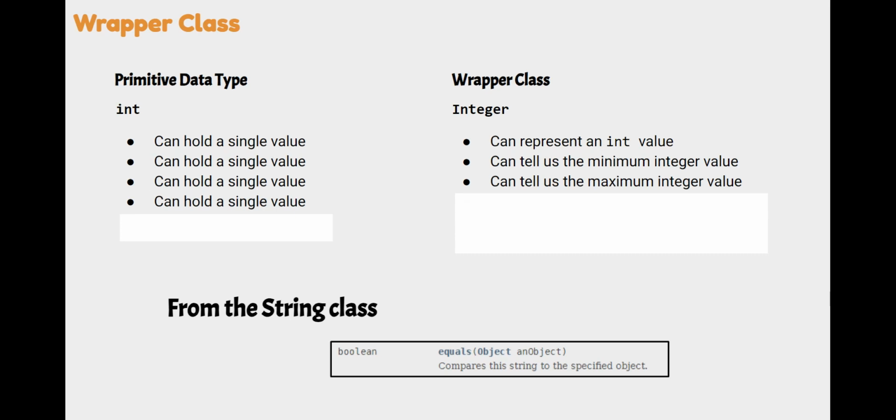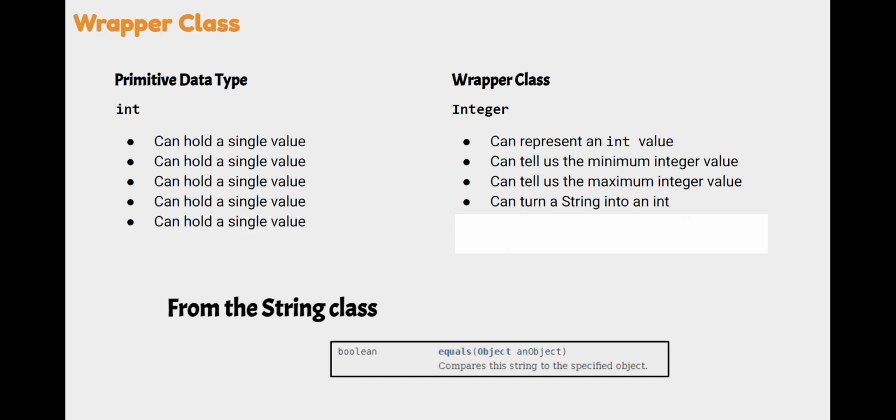The wrapper class Integer can turn a string into an int. So if we have 32 in quotes, it can get that 32 out of those quotes and turn it into an int that we can do math on. What do you think the last one is for primitive data type int? Am I trying to fool you? No, I'm not. It can only hold a single value. That's all it's good for.